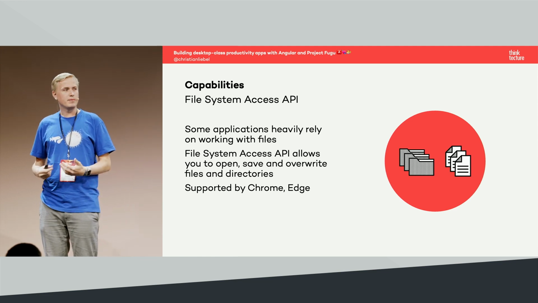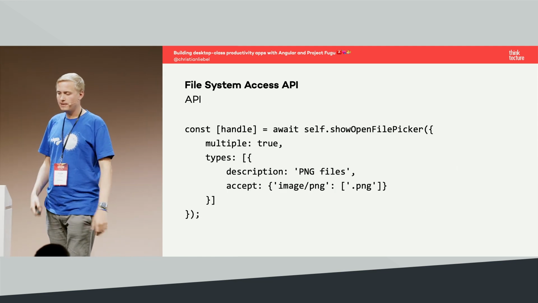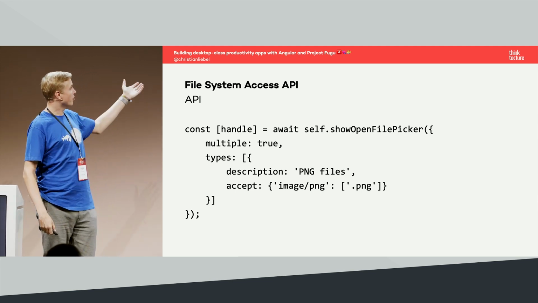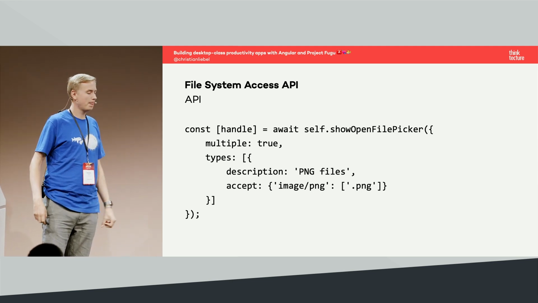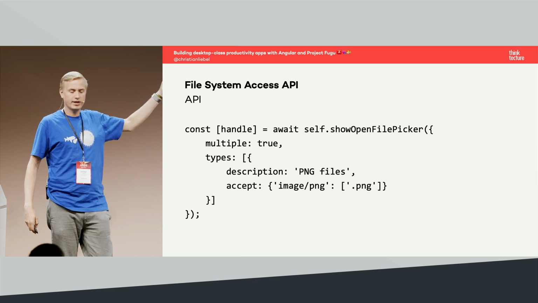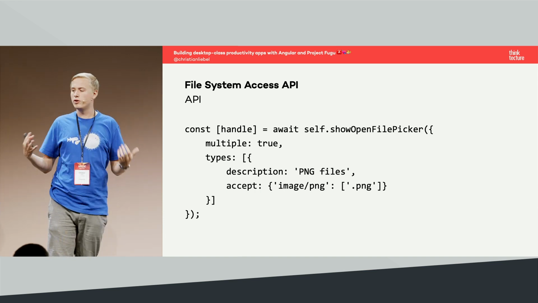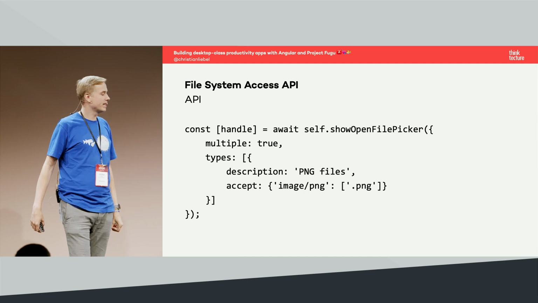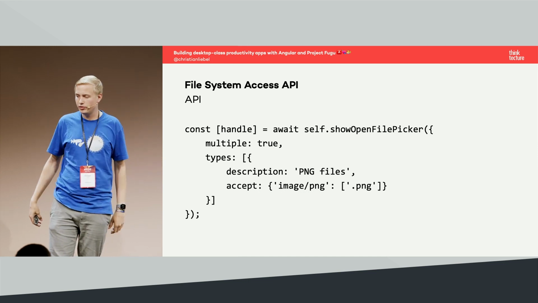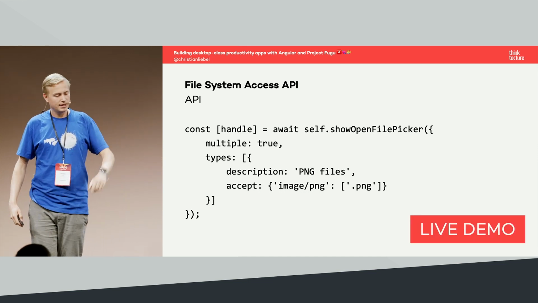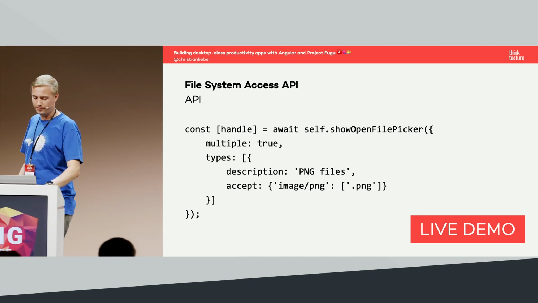And again, the APIs are always super straightforward. So that is the showOpenFilePicker API, for example. You can see you can add some more info there, right, and some config. You can say I want to open more than one file, for example, and I only want to be able to open PNG files. So let's go and add this to our application.